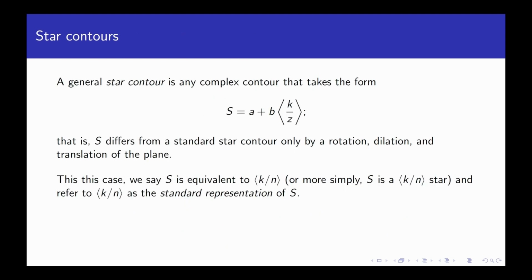And then more generally, a star contour in general is anything that looks like one of these things up to a dilation, rotation, translation. And because I don't want to keep saying star contour, I'm going to cut down 33% of the talk by just using the word star from now on.